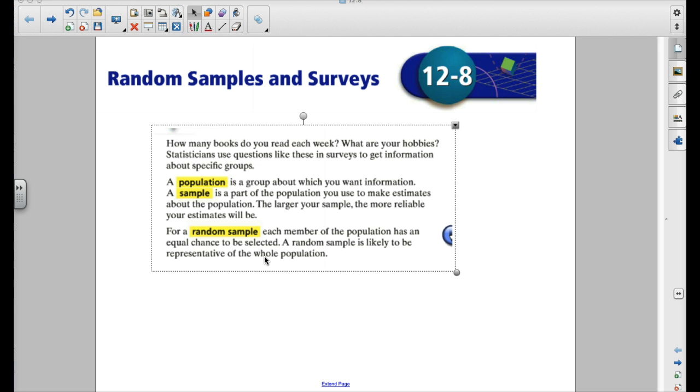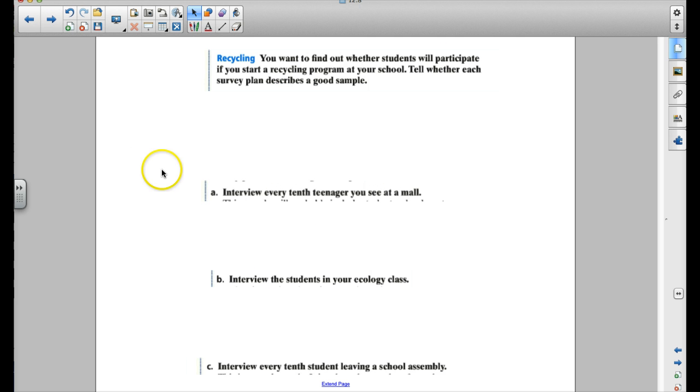The larger your sample, the more reliable your estimates will be. For a random sample, each member of the population has an equal chance to be selected. A random sample is likely to be representative of the whole population. So we want random. We don't want to just be picking whatever we feel like. We want to make sure it's a random sample.